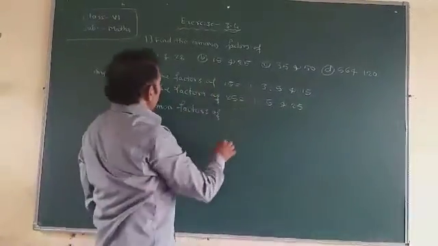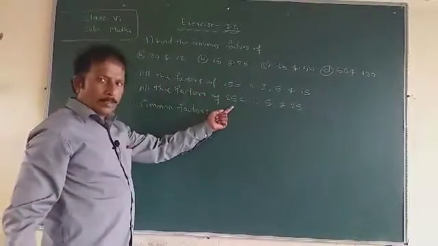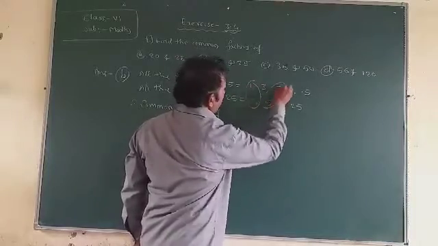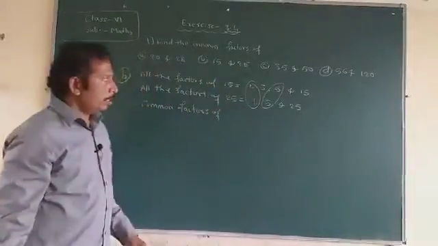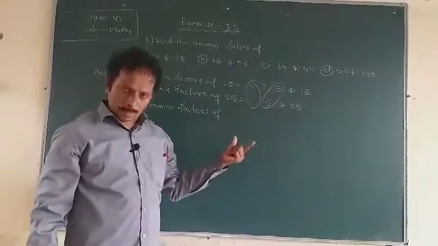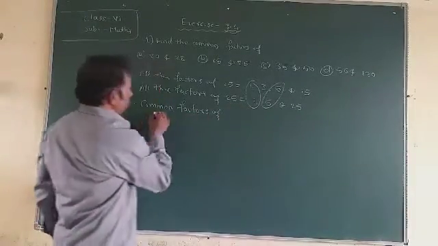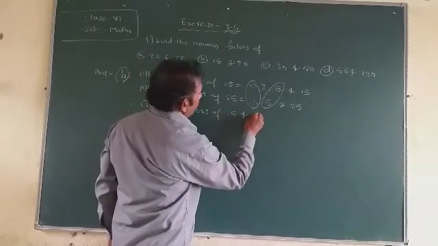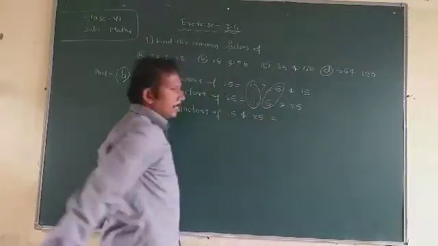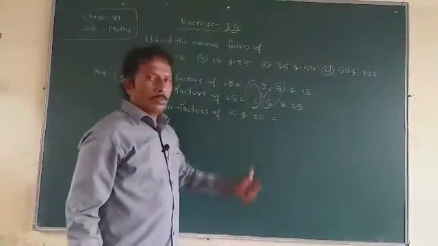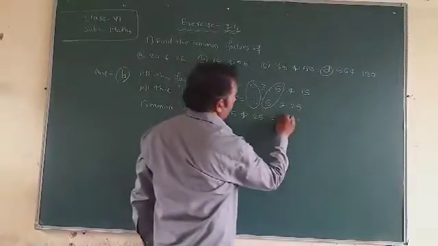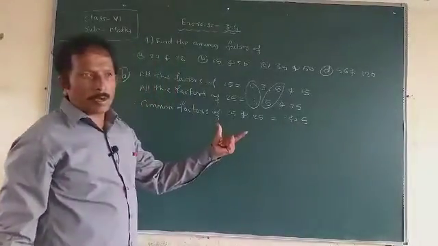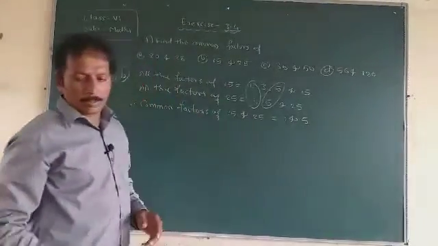Therefore, in all the factors of 15 and 25, the common factors are 1 and 5. These are the common factors. How many common factors are there? Yes, 2. Therefore, common factors of 15 and 25 is equals to, write the numbers which are circled, 1 and 5. So, 1 and 5 are the common factors of 15 and 25.